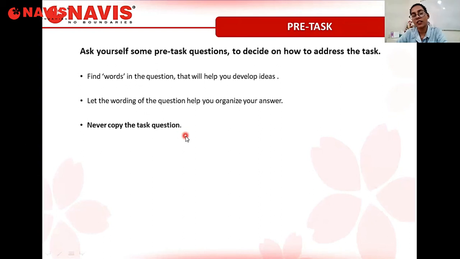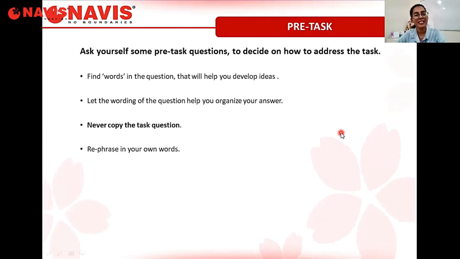Never copy the task question. Usually this is the biggest mistake students make, that you copy the task question. You should never copy the task question. You should always paraphrase the topic question which is being asked. For that, you can also use any number of synonyms. Rephrase in your own words.